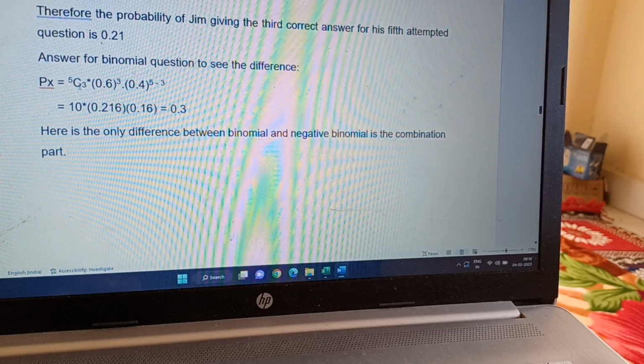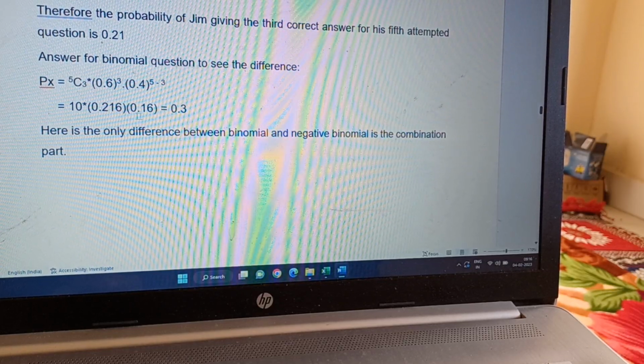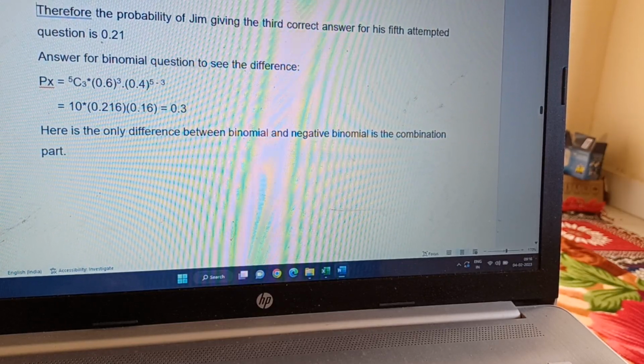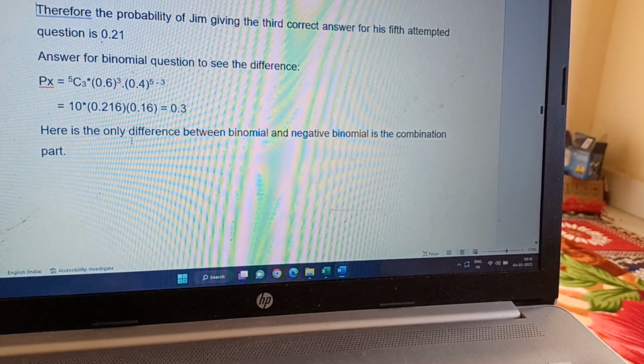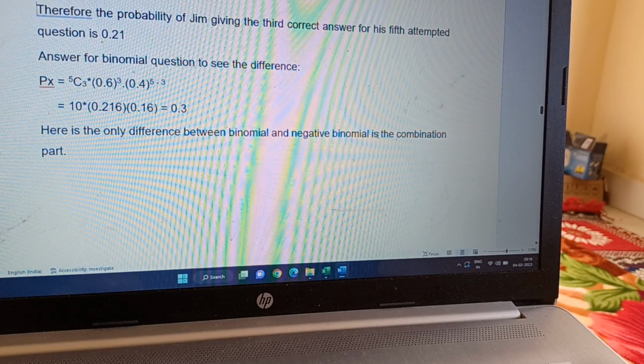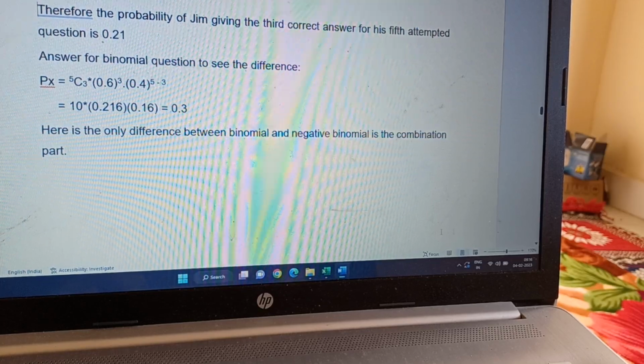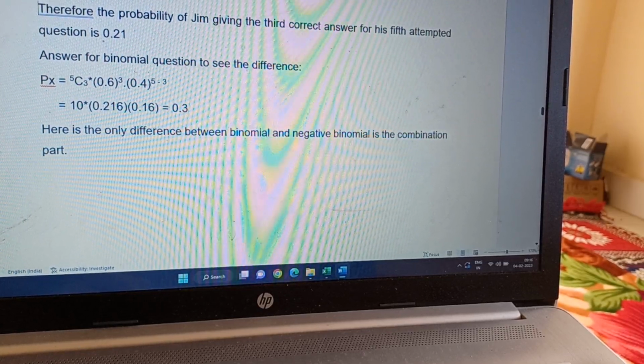Earlier 4 choose 3 was only 6. So this one is equal to 0.3, which is more than 0.21. So here the only difference between binomial and negative binomial is the combination part. I hope you understood this question correctly.